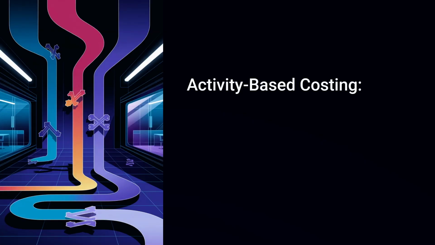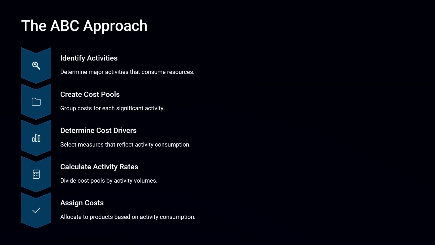ABC is based on a very simple idea. Products don't use money directly, they use activities. And those activities are what use up resources like labor, machines, and space. So instead of just looking at how many hours something takes to make, we ask what activities are involved. How much do those activities cost? Now we are getting to the heart of ABC, how it actually works.